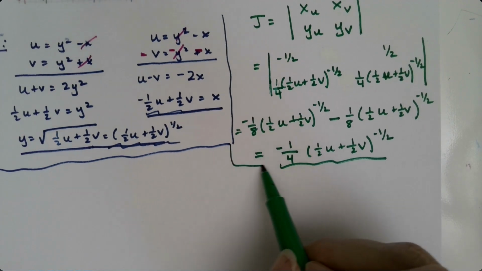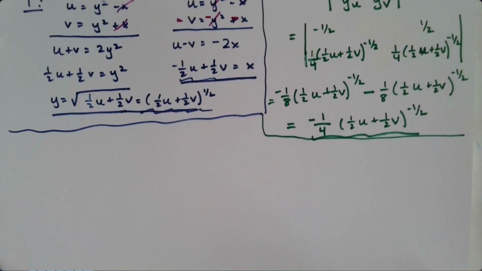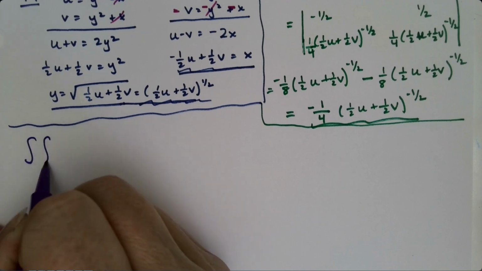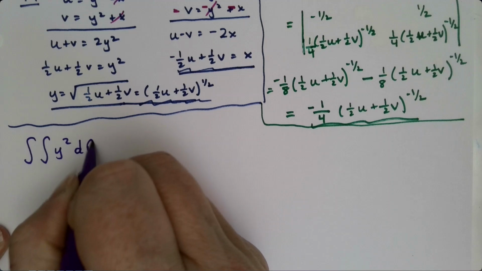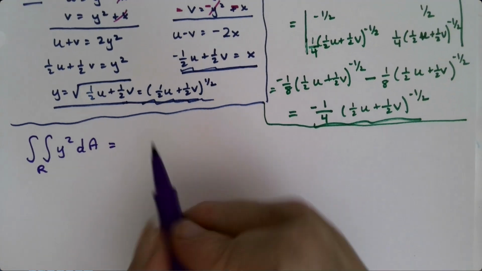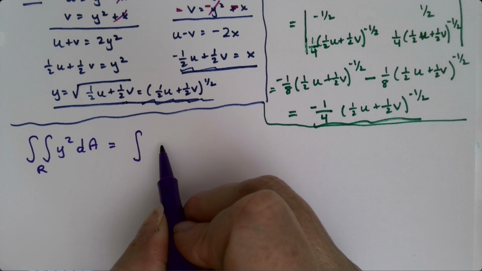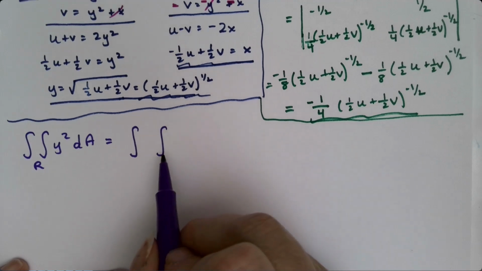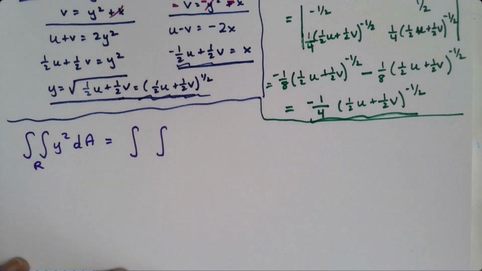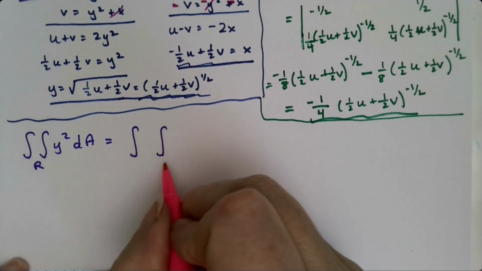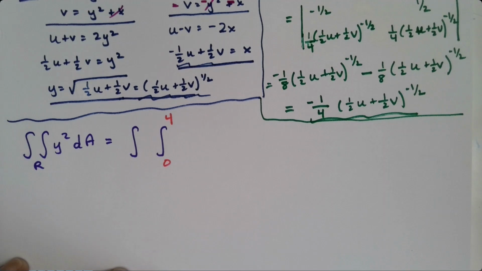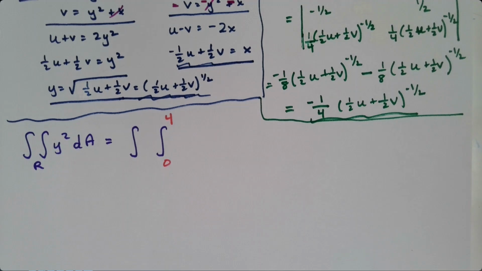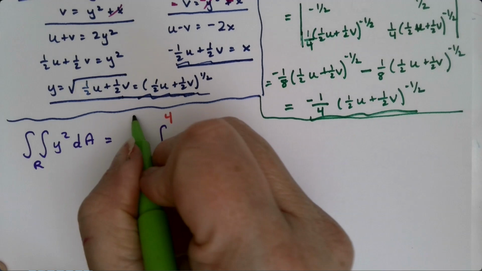All right, so now that we have that all figured out, as ugly as that is, let's actually do the double integral. The double integral of y squared dA over region R is going to transform to a completely different integral. So let's see here. We know we want u to go from 0 to 4. And we know we want v to go from 9 to 16.